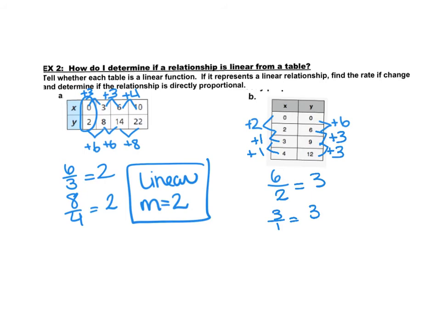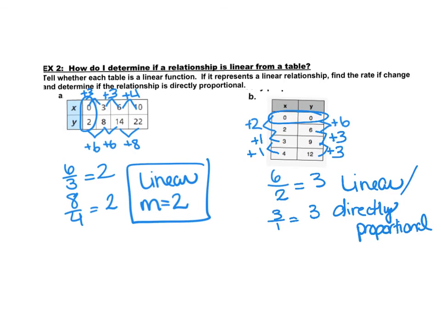Now let's check and see. So yes, we know that this is linear. It started by going through the origin. So it went through the origin and it has a constant rate of change. So we know that this is also going to be directly proportional. And our slope is equal to 3, or our rate of change.